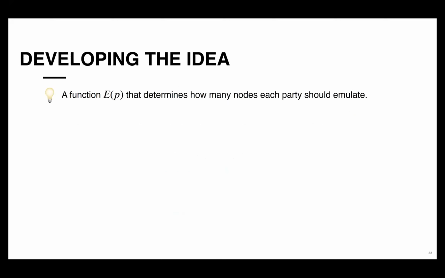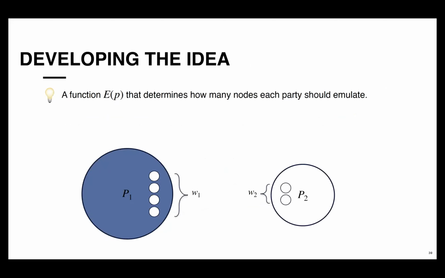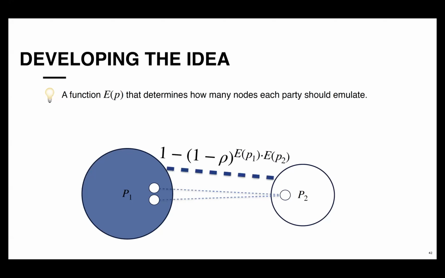Okay, so let's try to develop this idea a bit. Instead of letting each party directly emulate a number of nodes proportional to their weight, what we'll do is introduce a function, which we'll call the emulation function, to decide how many parties each node should emulate. So if this was the picture before, what we now have is that P1 will use this emulation function to decide how many nodes he should emulate, and he will flip a coin to forward for each of P2's emulated nodes as well. The total probability will be something like this.